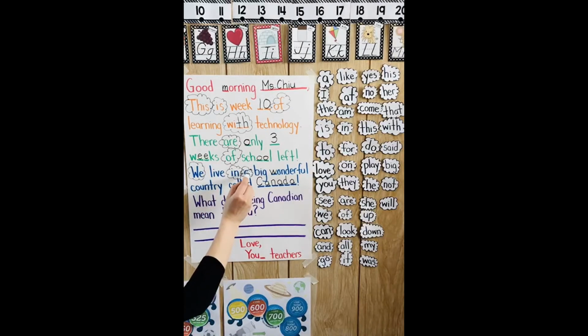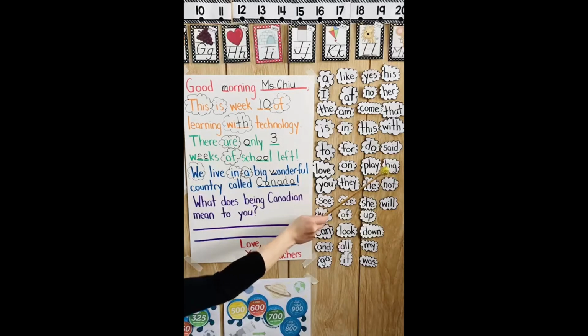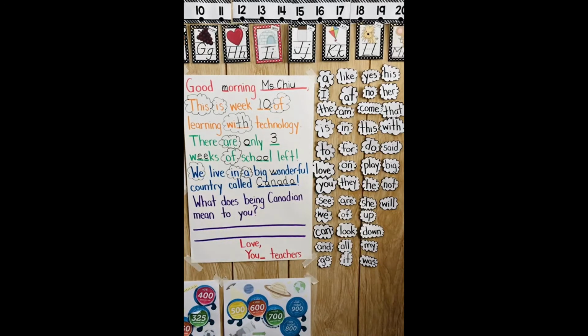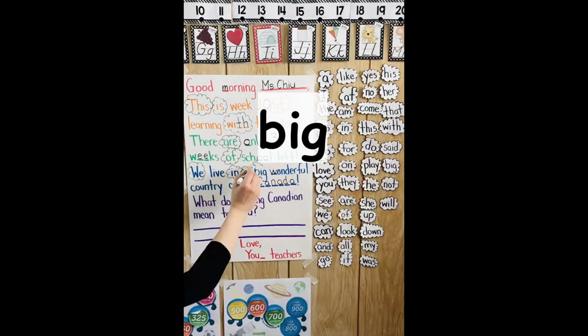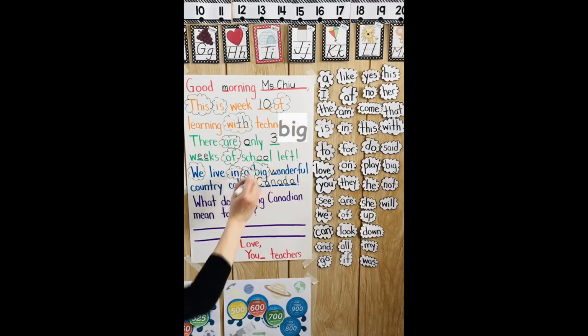There's one more popcorn word left in the blue sentence. It's one of the new ones that we learned today. Can you see it? It's the word big. B-I-G spells big. We live in a big, wonderful country called Canada.